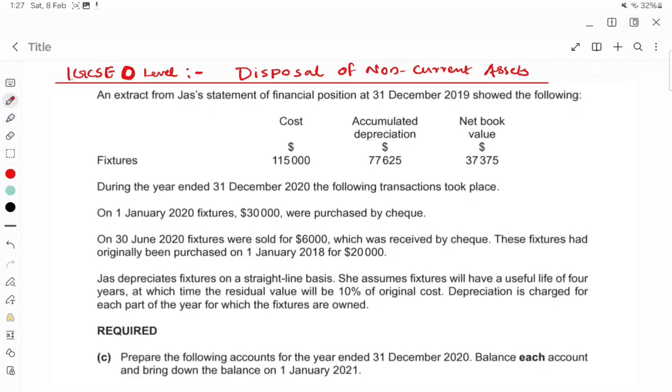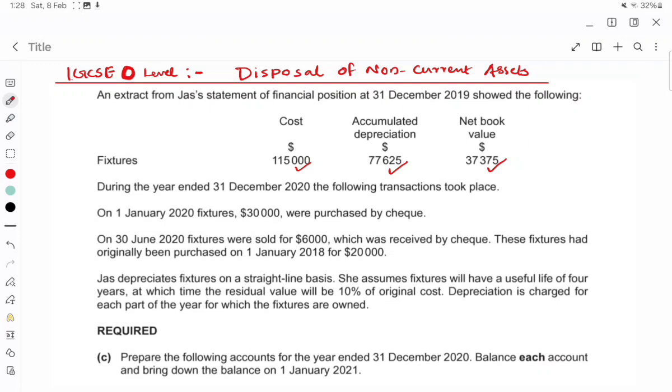Like an extract from the statement of financial position on 31st December 2019. A cost price is given, accumulated depreciation is given, and the net book value is given. This is the extract of the SOFP of the fixtures. So during the year ended 31st December 2020, the following transactions took place.